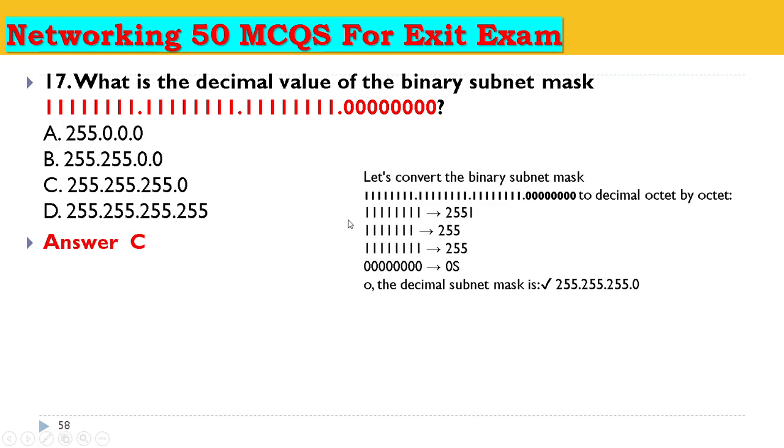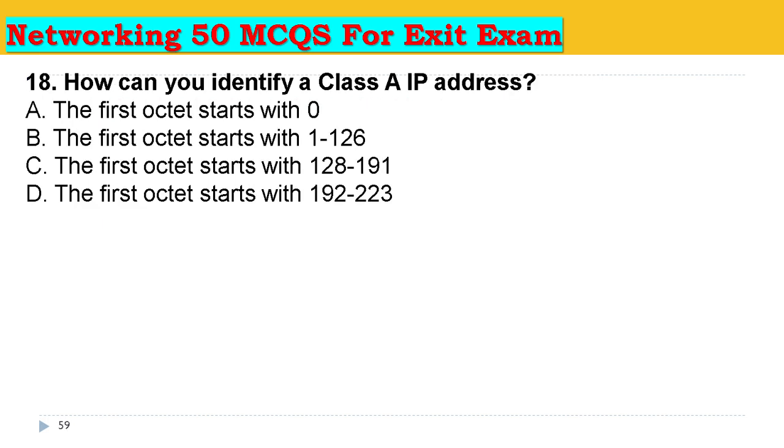How it works, how we can convert this binary subnet mask: the first octet changes to 255, the second octet also to 255 because all are 1, the third also 255. Then 00000000 changes to zeros. So the decimal subnet mask is 255.255.255.0. C is the correct answer.